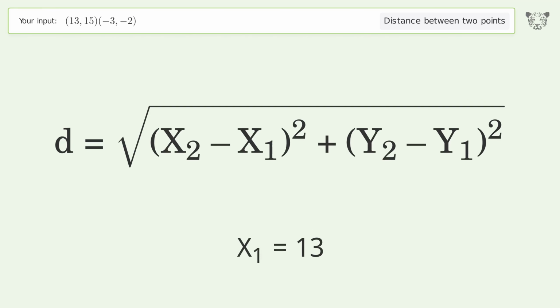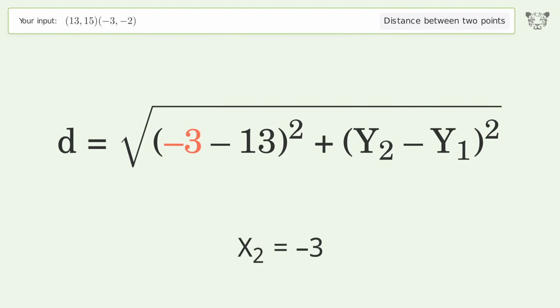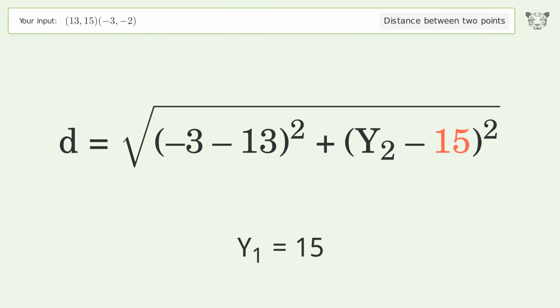x1 equals 13. x2 equals -3. y1 equals 15. y2 equals -2.